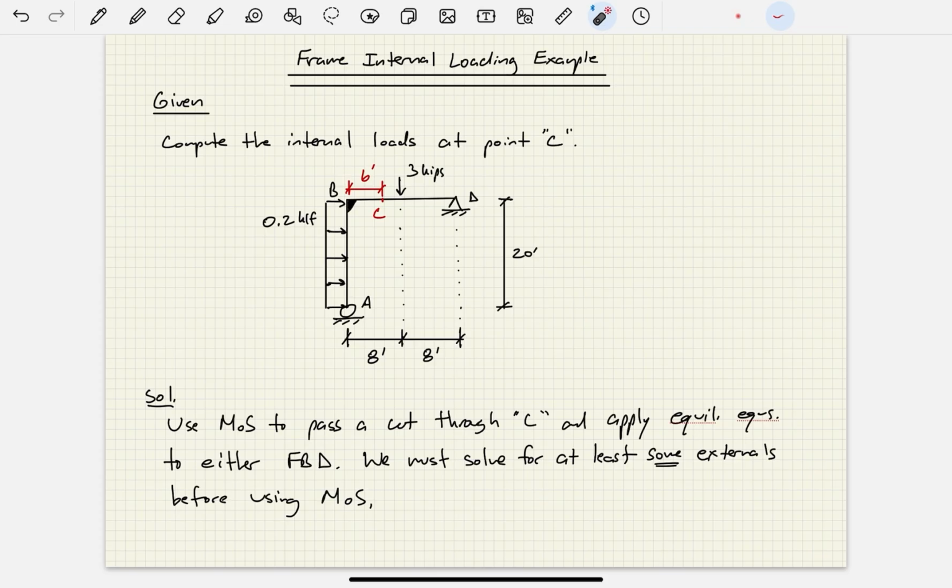Why must we solve for some of the externals at least before using method of sections? Well, when we do method of sections and we put this cut through C, if we look at a left free body diagram, well, AY is going to show up there. Or if we look at a right free body diagram, DY and DX are both going to show up there. So no matter which side of the cut we analyze, we're going to need at least some of the external reactions. Now, again, we only have to analyze one side of the cut, not both.